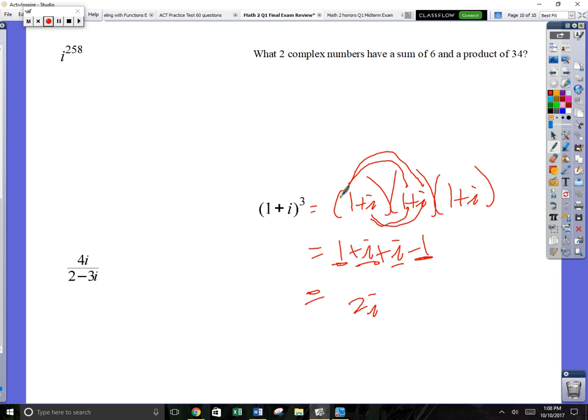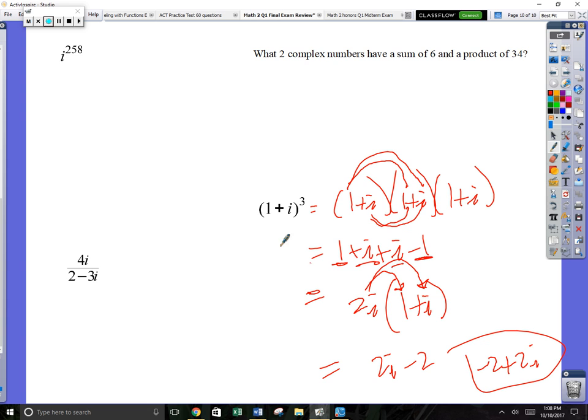So I'm going to take the result of those first two, which is 2i, and multiply it by 1 plus i. So now 2i times that, 2i times that, and I get a minus 2. So if you put the real part first and the imaginary part second, minus 2 plus 2i is your answer.